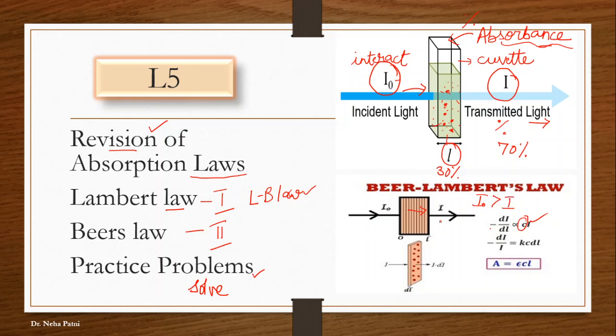Lambert says it is proportional to path length. If you increase the path length, the decrease would be more. Similarly, it depends on the concentration also, because the number of molecules increases if I increase the concentration. Based on that, we devised this law wherein absorbance is equal to epsilon Cl, and epsilon is the molar extinction coefficient. That is a coefficient which we have introduced.